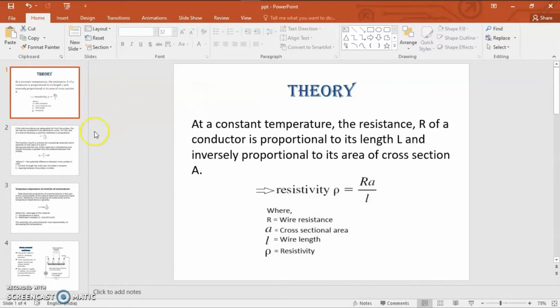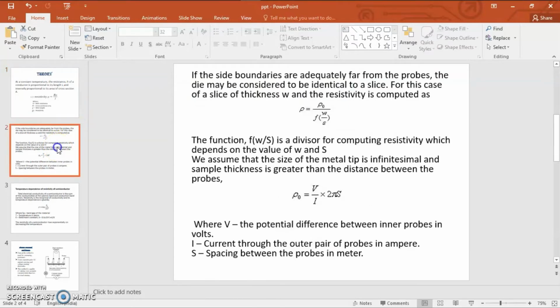Now this is one way to find resistivity. We can find resistivity by many methods. Particularly in this experiment, we are going to use a specific formula, that is, resistivity is equal to rho naught upon function of W by S, where this function depends on the value of W and S, where W is thickness and S is spacing between the probes.